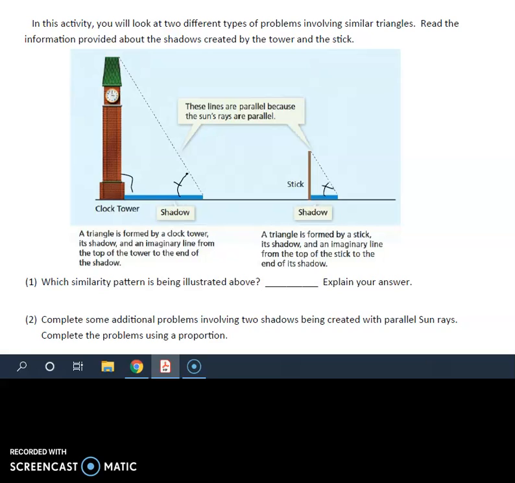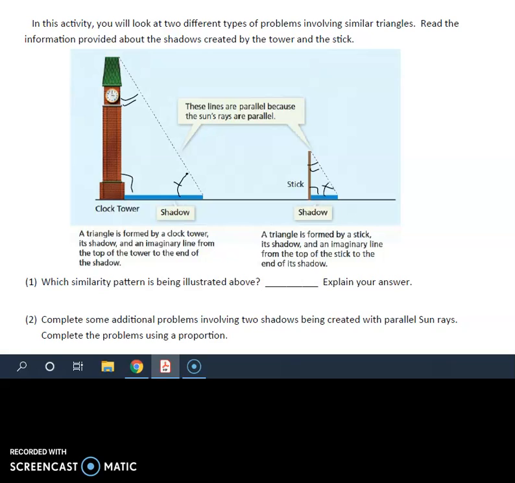We're going to assume that the clock and the stick, for example, are vertical to the ground. Therefore, that creates the second special angle. And then, based on our triangle congruency rule, the third and final angle of both triangles will be the same. So problem number 1 says which similar pattern is being illustrated here.